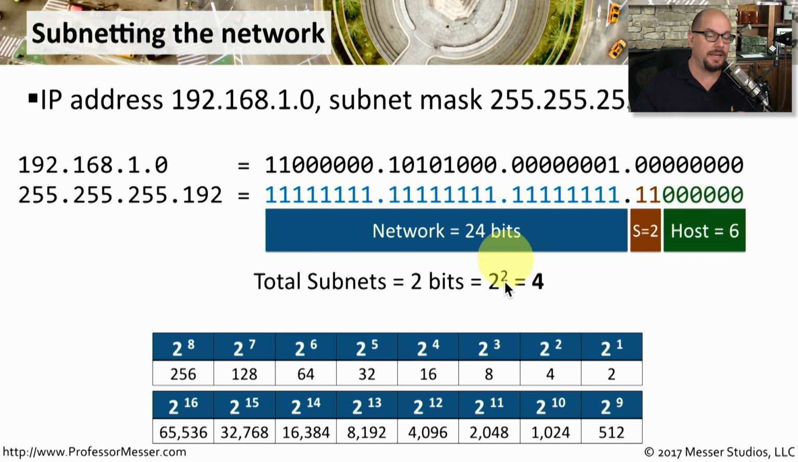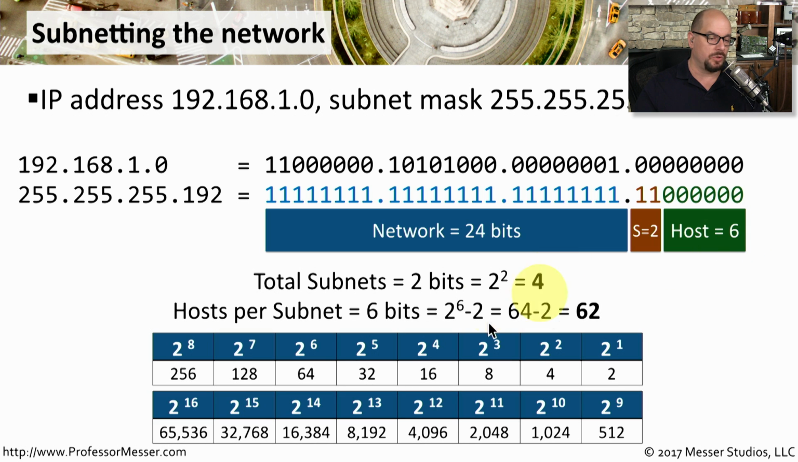Now, we know that with those 2 bits that we're borrowing, those subnet bits, we would calculate as 2 to the second power since we're borrowing 2 bits there, and that would give us a value of 4. So the total number of subnets would be 4. We've got 6 host bits, so it would be 2 to the 6th power, and calculating that out would be 64. And of course, we subtract 2 from that to subtract the broadcast address and the network address, and that leaves us with 62 as the number of hosts per subnet. And there's the answer we were looking for.